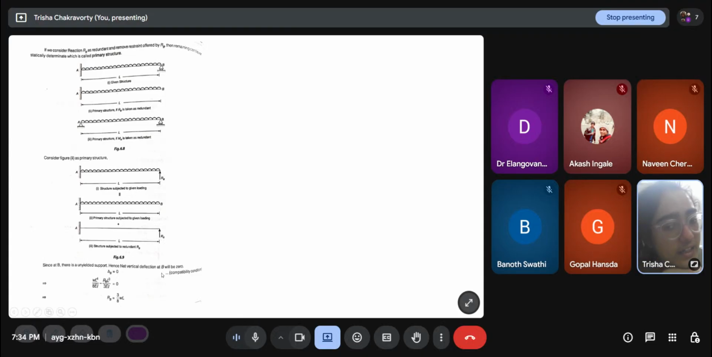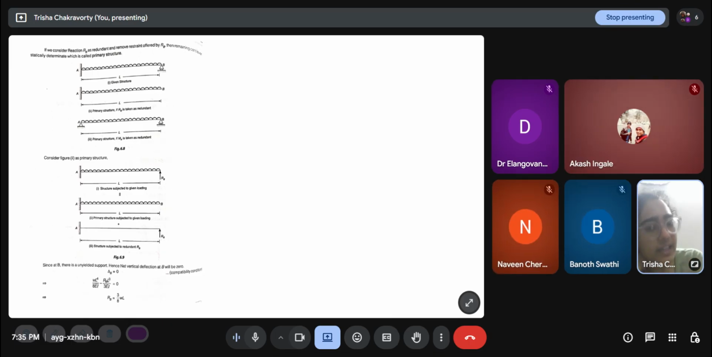This is what the compatibility condition says, that there has to be a deflectional consistency in the structure. Even if I remove the redundant force, I cannot pretend that there will be some net deflection at B, because I know for a fact that there is a roller there. So there is no vertical deflection there. So delta B is equal to zero.